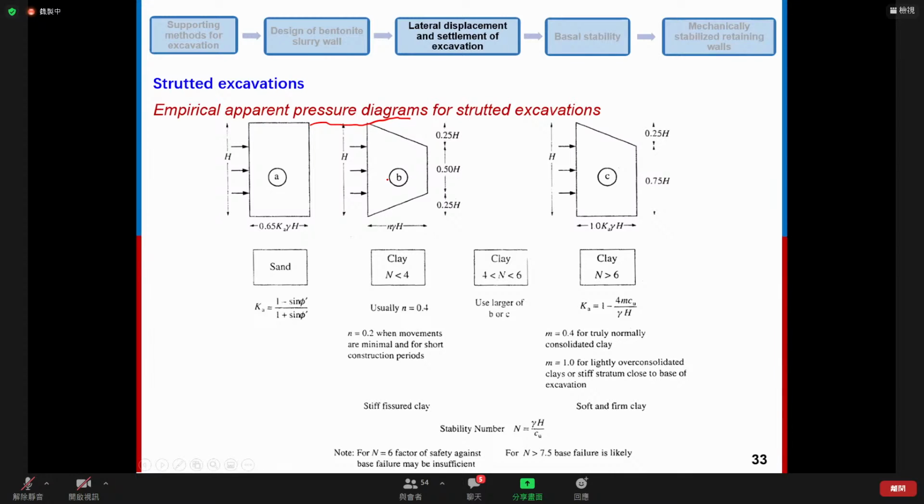However, it should be noticed that the pressure distribution given by the empirical method is not the real earth pressure distribution. In fact, for example, this pressure diagram is actually an envelope for safety consideration.